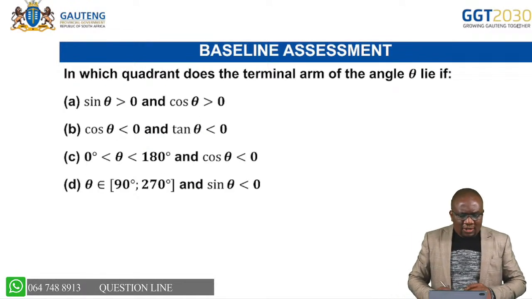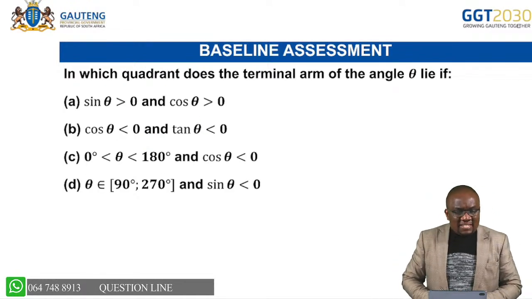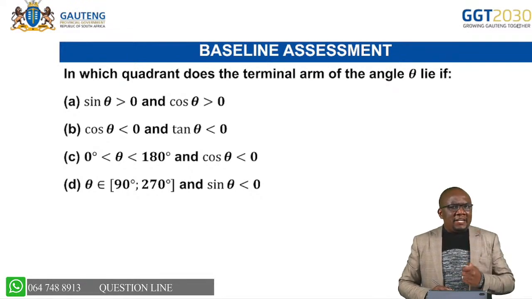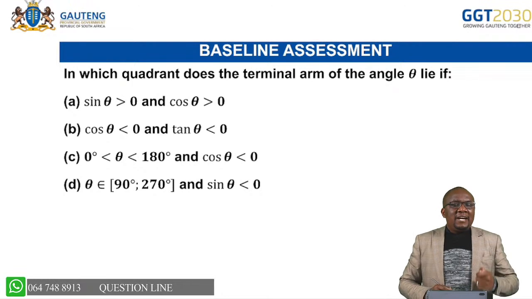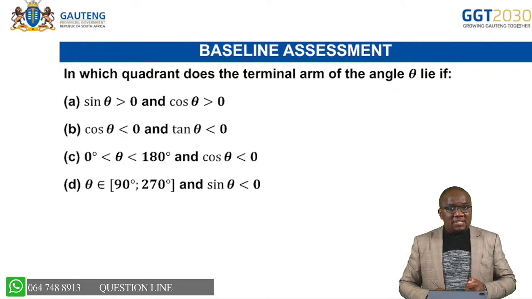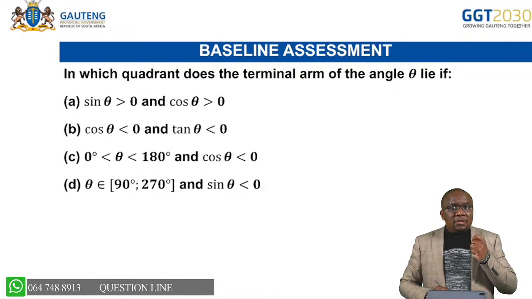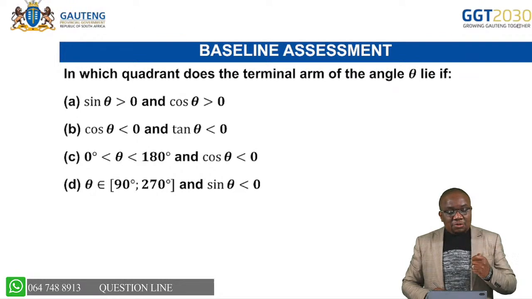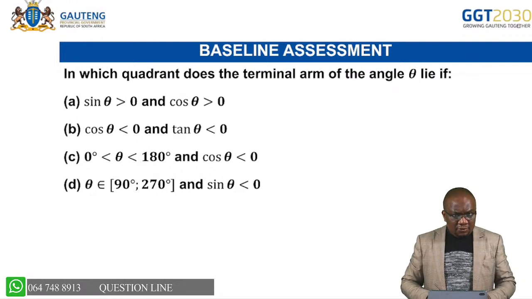Now, we did this activity in the previous lesson. I want us to redo it as our baseline activity because this is a very important step: identifying the quadrant. You are going to see it today. I'm going to do A, like we did in the previous lesson, and then you do B, C, and D.